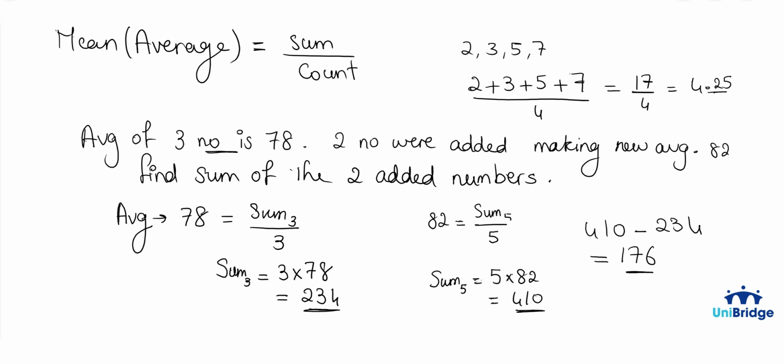So always, if you want the arithmetic mean or the average, it's going to be sum over count: you just add the numbers and divide them by their count.